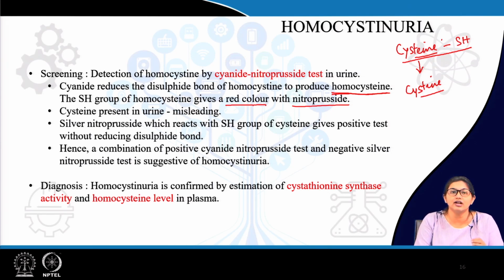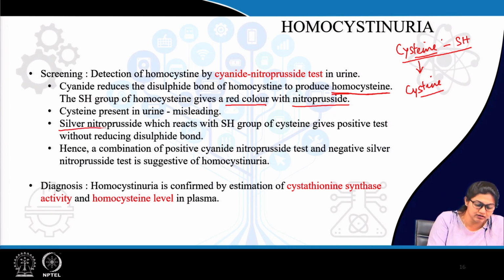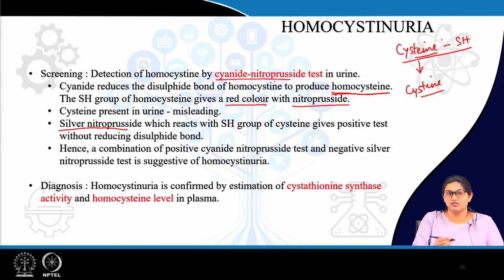So, how to differentiate? With the help of the silver nitroprusside test. Here we have talked about the cyanide nitroprusside test, and this is the silver nitroprusside test where there is no cyanide. So, basically in silver nitroprusside, the disulfide bond will not be reduced, whereas cysteine will form red color. So, homocysteine will not give rise to red color when treated with silver nitroprusside.